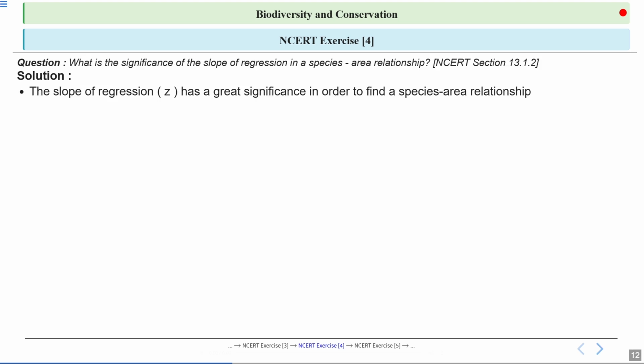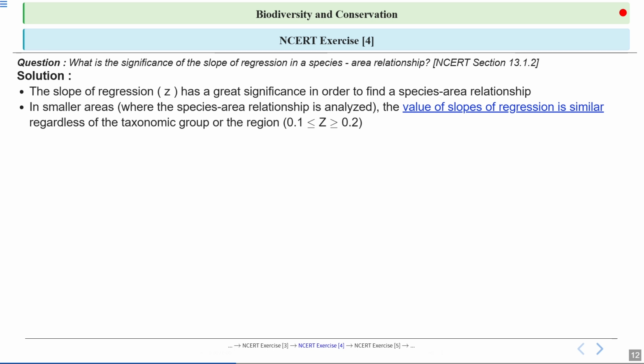Now, the slope of regression, denoted as Z, plays a crucial role in determining the species area relationship. It indicates how the number of species increases with the area sampled. A significant slope suggests a strong and consistent pattern in the relationship between area and species richness, which is essential for understanding biodiversity patterns and ecological processes.